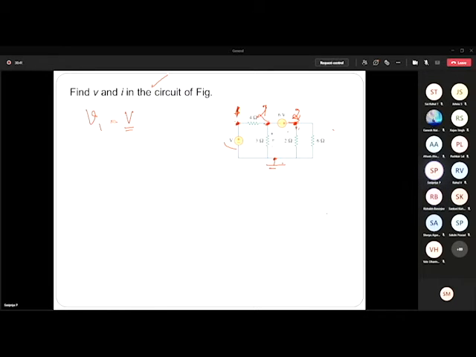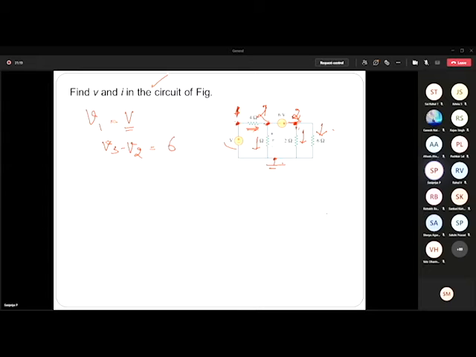Between node 2 and node 3, I have a voltage source, so I need to go for a supernode equation. I assume the current direction like this. How do we replace the 6 volt? Plus is connected towards 3, so V3 minus V2 is equal to 6. Now the third equation is the supernode current equation, by considering the currents present in node 2 as well as node 3.